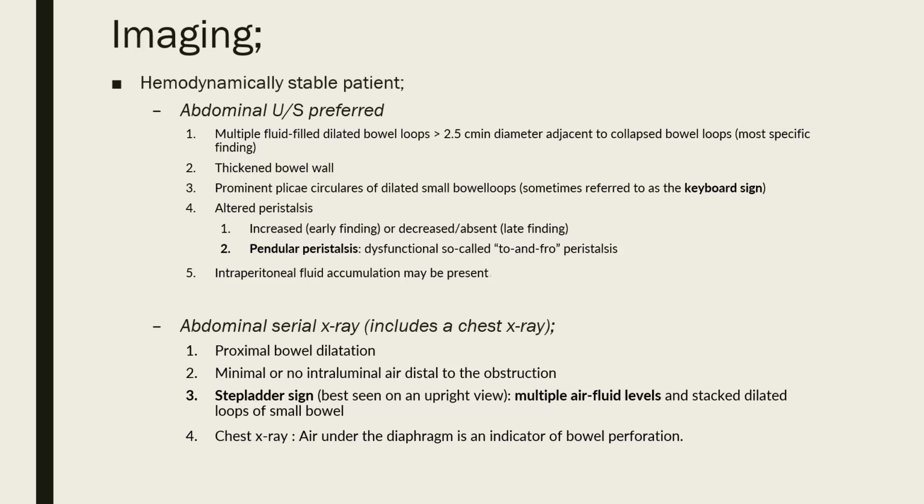But you'll see dilated bowel loops, obviously. You're going to see a thickened bowel wall. You're going to see altered peristalsis. You're going to see intraperitoneal fluid accumulation, depending on what stage the disease progression has reached. If it's going towards complication, then obviously you're going to have that third spacing that we talked about, and it's going to manifest in your ultrasound, and you're going to see the intraperitoneal fluid accumulation. For a serial X-ray, obviously, again, you're going to have bowel dilatation.